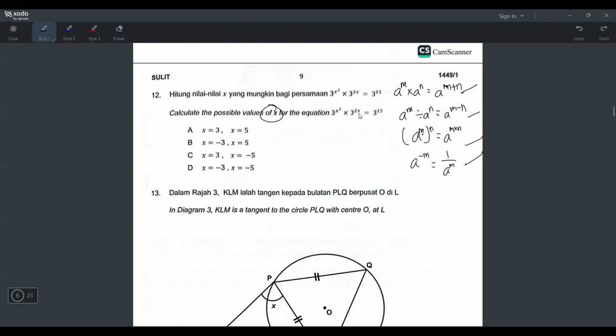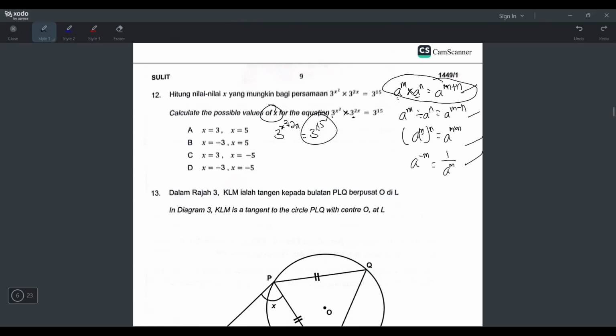3 power x squared times 3 power 2x. You see, you can apply this formula already. 3, you see, same base, right? Base 3. Ini pun base A, base A. So, tengah-tengah times. Ini pun tengah-tengah times. So, power boleh tambah. So, it becomes 3 power x squared tambah 2x. Okay? And then the other side is 3 power 15. Just write it like this.